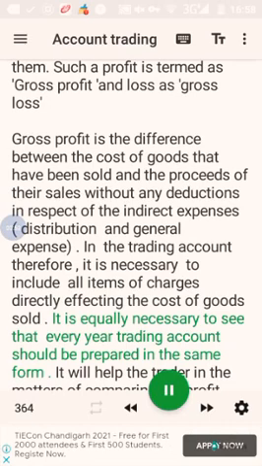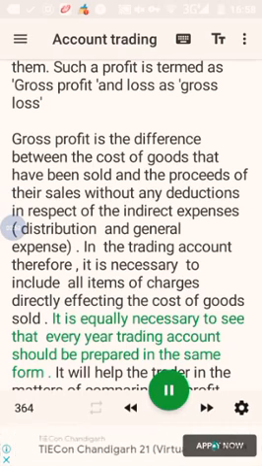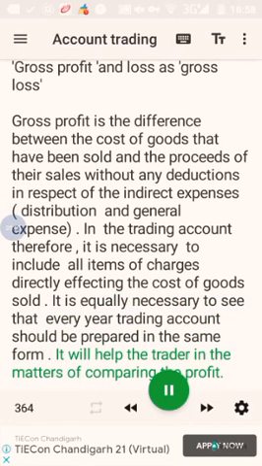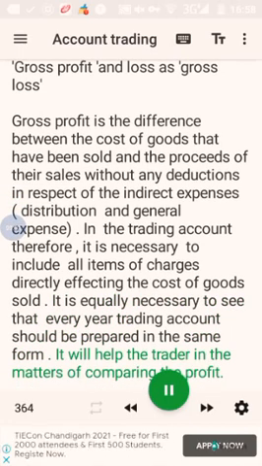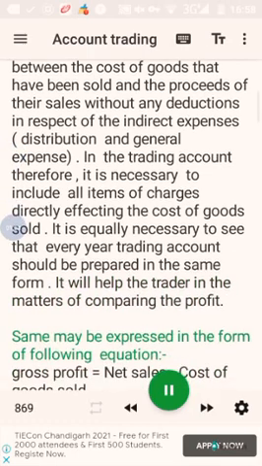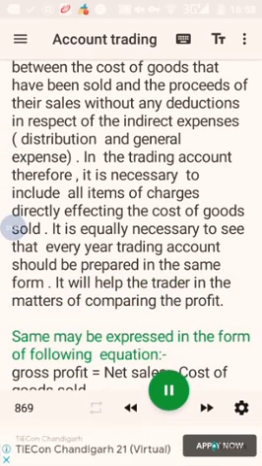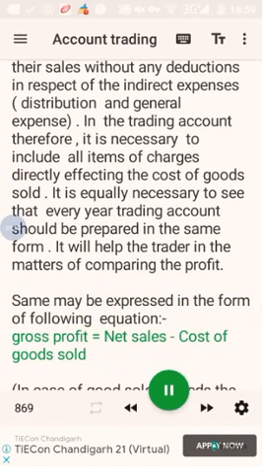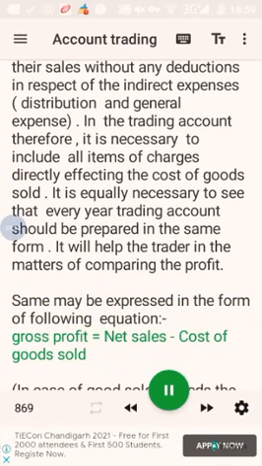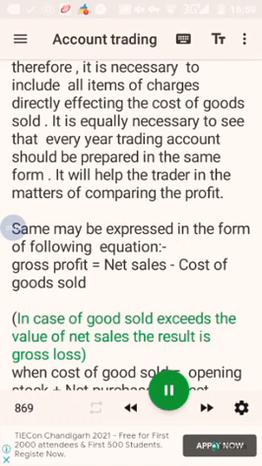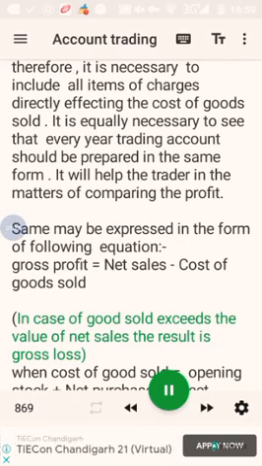It is equally necessary to see that every year trading account should be prepared in the same form. It will help the trader in the matters of comparing the profit. The same may be expressed in the form of the following equation. Gross profit equals net sales minus cost of goods sold. In case the cost of goods sold exceeds the value of net sales, the result is gross loss.